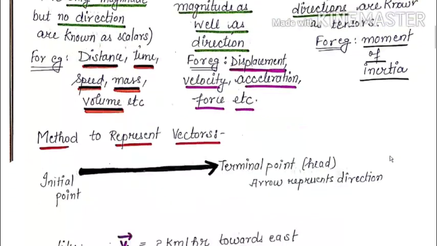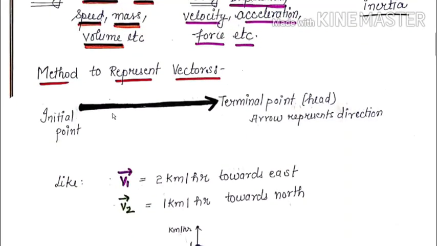Now, a method to represent vectors is a simple arrow. Here is the initial point, the terminal point, and the head. The arrow represents the direction. That is why we are representing v1 with this arrow, which represents a direction. That means it is a vector quantity having both magnitude, 2 km per hour, and direction, towards east. That is why it is termed a vector quantity.